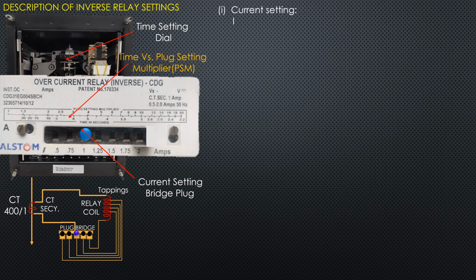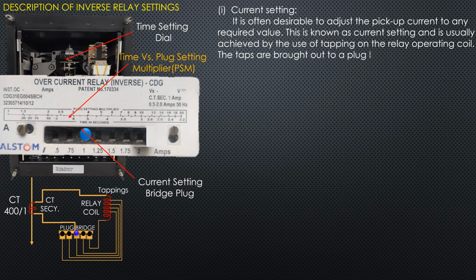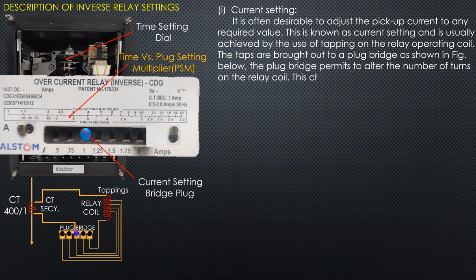Current setting. It is often desirable to adjust the pickup current to any required value. This is known as current setting and is usually achieved by the use of tapping on the relay operating coil. The taps are brought out to a plug bridge as shown in the figure below. The plug bridge permits altering the number of turns on the relay coil. This changes the torque on the disc and hence the time of operation of the relay.